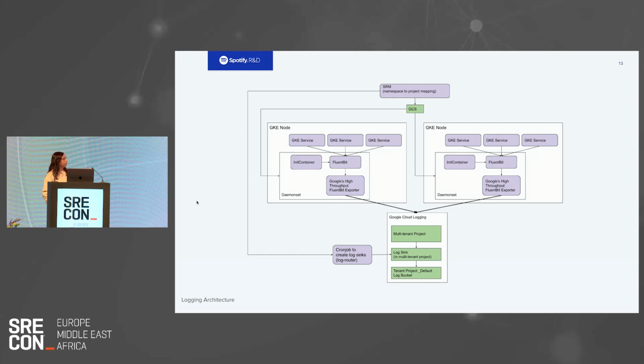So this is a high-level overview. Basically, we have the namespace to project mapping that is now loaded into Google Cloud Storage. You can see there are nodes. Each node has this init container which handles the mapping for FluentBit. All the outputs go through that exporter, and then that goes into the multi-tenant project, which then has 2,000-ish syncs, and then those syncs will send the logs to their proper tenant project. And there's a cron job that checks when new namespaces are created and makes a sync for that.